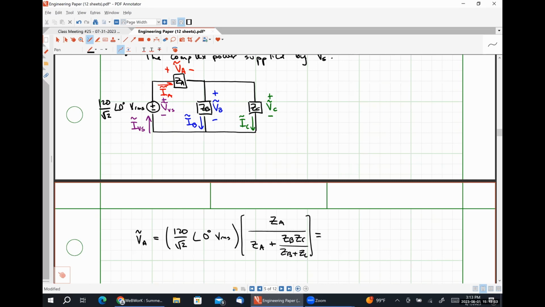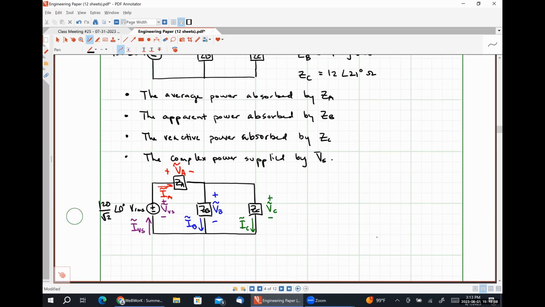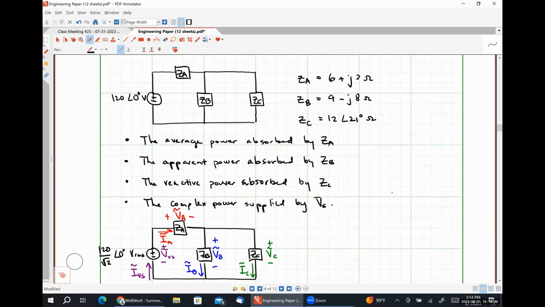So I'm going to throw this into my calculator. I'm going to be extra lazy here. Let me scroll up. So I'm going to store ZA in my calculator as variable A. So 6 plus 3I, store it as A. 9 minus 8I, I'm going to store as B. And 12 angle 21, I'm going to store as C.